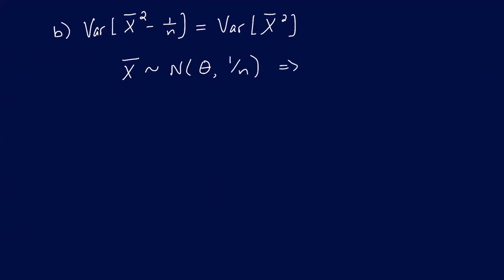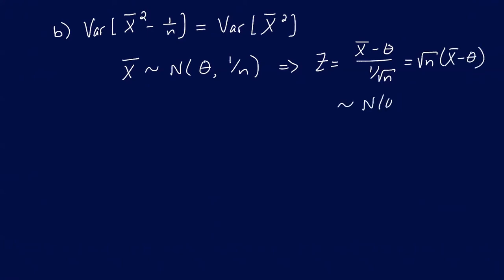And this means that if we define a random variable z to be x bar minus theta over the standard deviation 1 over the square root of n, I'm going to rewrite this, put the square root on the top here. This has a normal 0, 1 distribution. And if you square that z, it has a chi-squared 1. So I am going to finish this variance calculation in 2 ways. One will be using the chi-squared distribution, and one will be not using it.